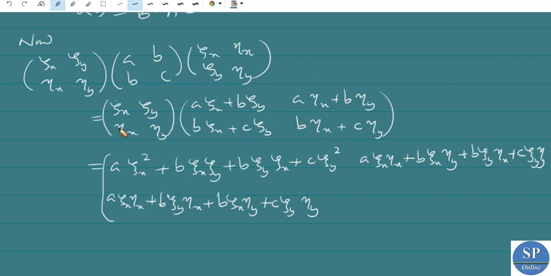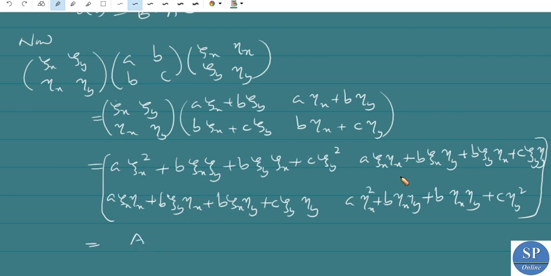And this row with this column. So eta x into the first element, that is a into eta x square, plus b into eta x eta y, b into eta x eta y, plus eta y into this. So plus b into eta x eta y plus c into eta y square. Okay, we have this matrix now, which is actually a into zeta x square plus 2b into zeta x zeta y plus c into zeta y square. This is the capital A.